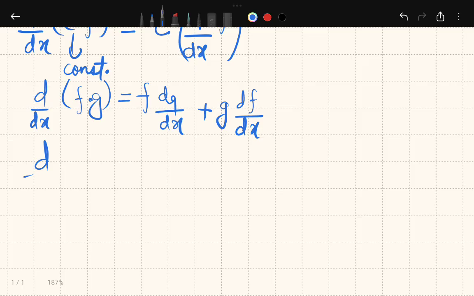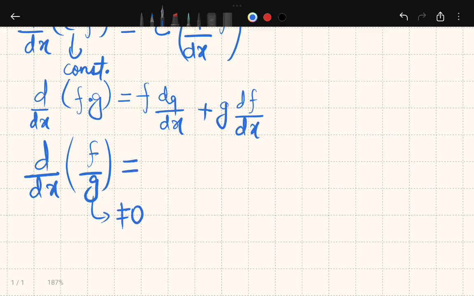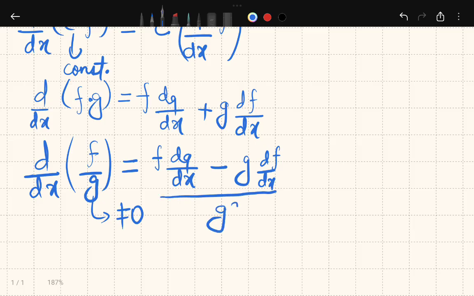Now we can do the same thing when there are two functions like this, f upon g. But one thing that you must keep in mind is that g should not be equal to 0, otherwise this would become undefined. In this case, we take out this f, we take the differentiation of g with respect to x, and we subtract taking out g and the differentiation of f with respect to x, and we divide this entire numerator by g square. I hope it's clear to you.